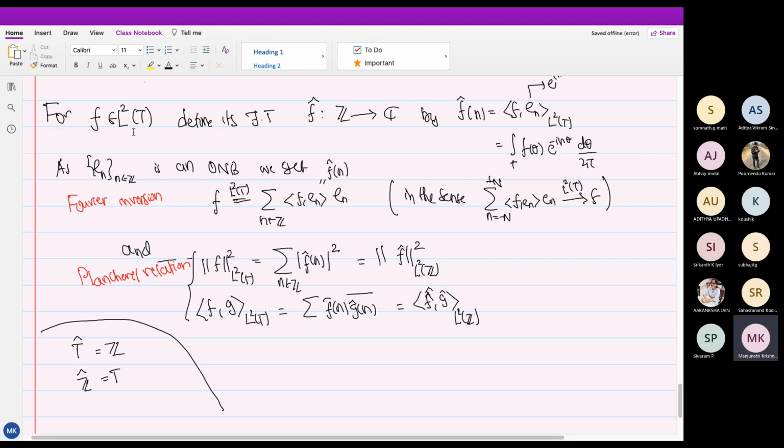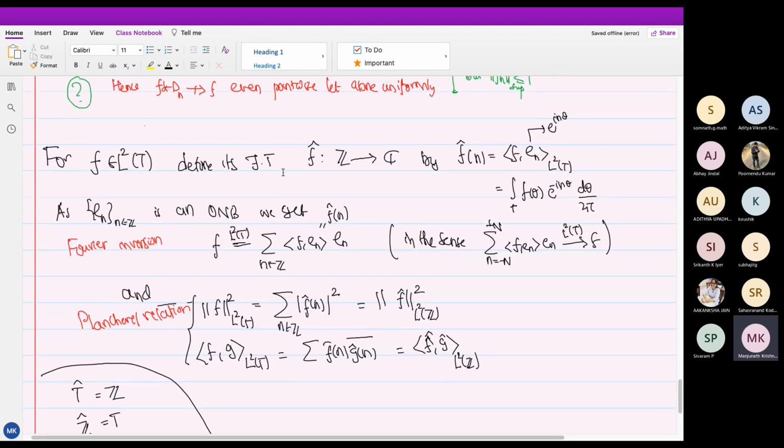So for functions which are in L2 of the unit circle, you can define the Fourier transform. It's a function on characters, right? Just like in the finite case where you have a function on the group, then you have a function on the dual group, which is the set of characters. Here I have not talked about the group structure of the characters, but anyway, the characters are indexed by integers. So that's why I'm writing Z. This Z is to be thought of as the set of characters.